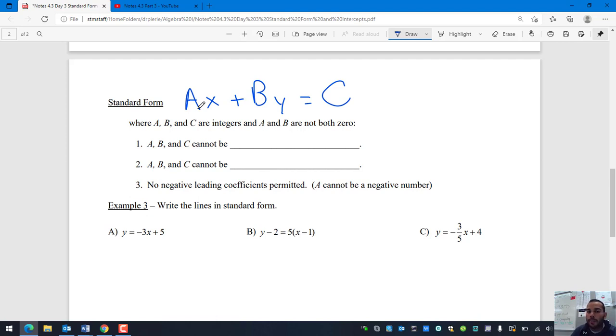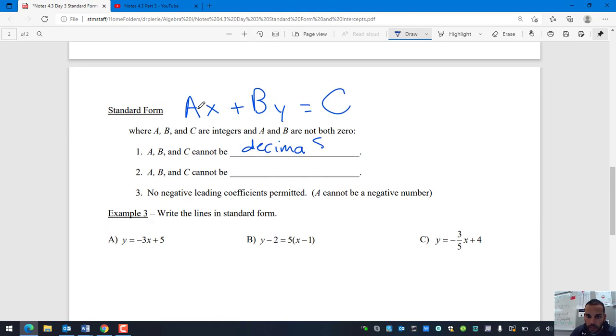Okay, but A, B, and C can't be just any numbers. They have certain properties that we need to abide to. Okay, so here's the first one. A, B, and C cannot be decimals. Okay, they gotta be whole numbers, and they also cannot be fractions. Okay. A, B, and C have got to be whole numbers, okay? That makes our lives a little bit easier. It makes it easier to deal with.